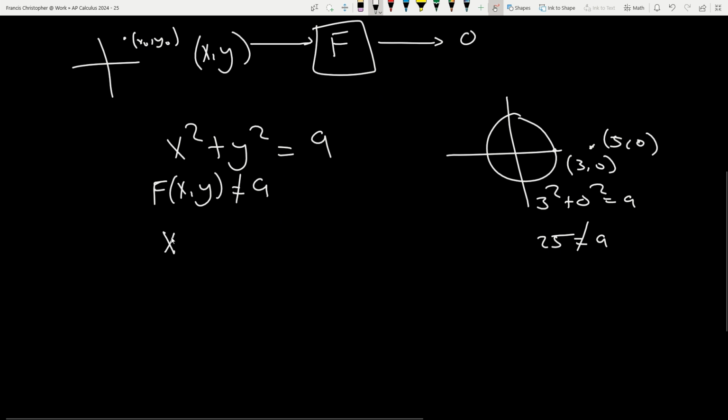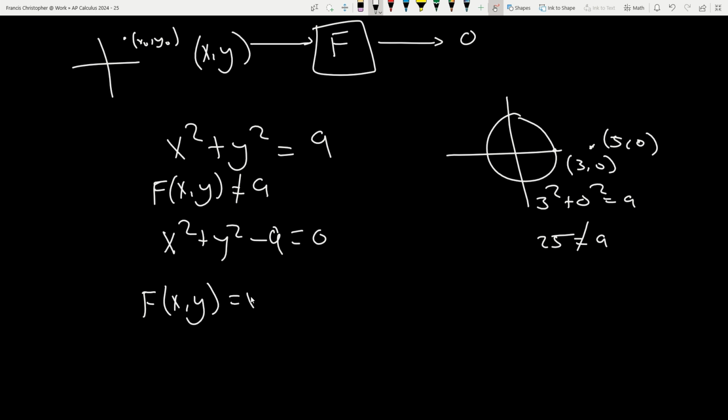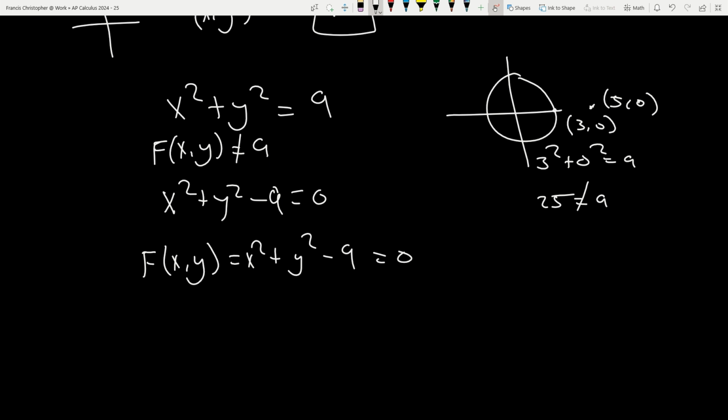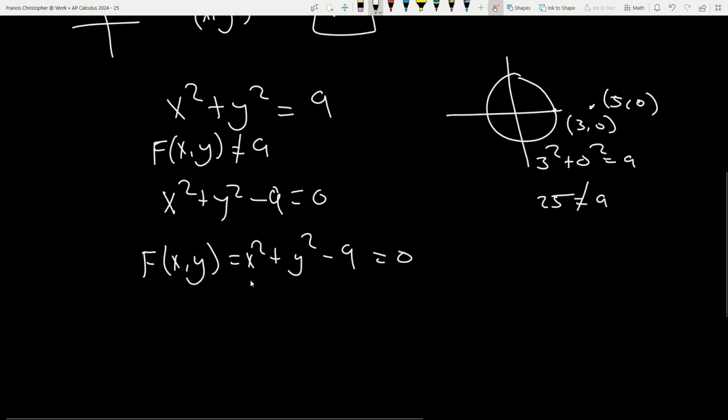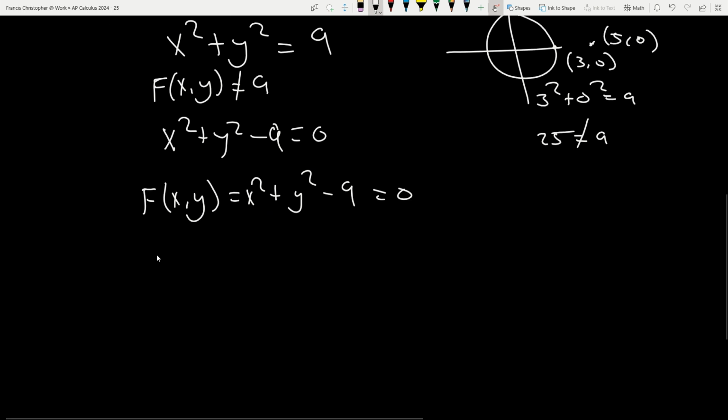Well, that's really easy. We can just subtract 9 from both sides. It's sort of like solving for 0. So what set of (x, y) satisfies this equation? It's the same thing here. And if you notice, then our actual f of x, y equals x squared plus y squared minus 9, which is 0. So this is an implicit function. This is not nearly as important as what I'm going to talk about now. This is just me going over the formal definition of implicit and explicit functions, just in case it helps you understand why we do the things we do later on.